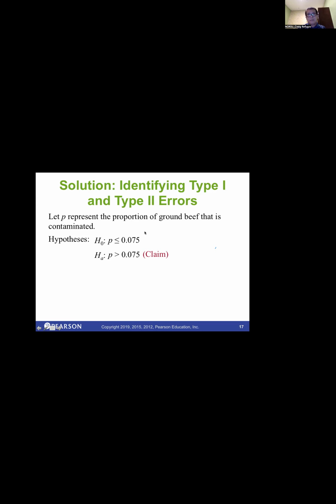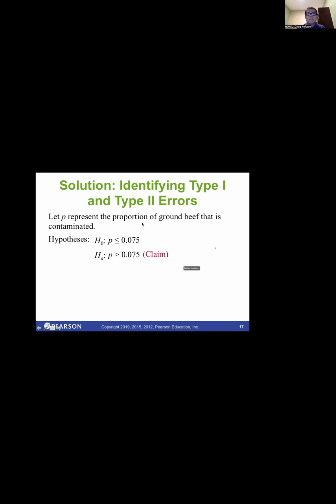greater than 7.5%. Mr. Palubon, you're raising your hand. Go ahead. Wala, sir. Okay, sige. So we have here HO and then HA.